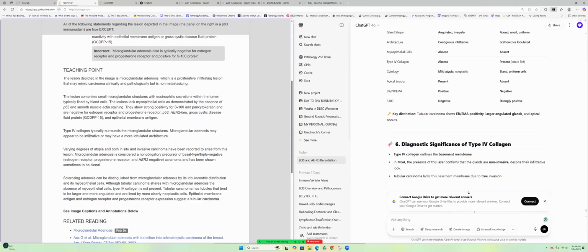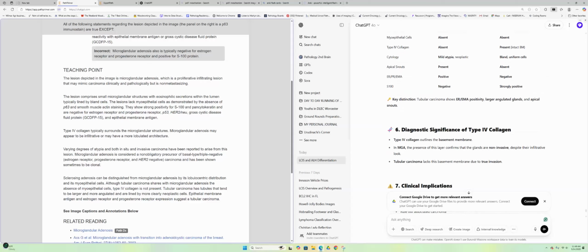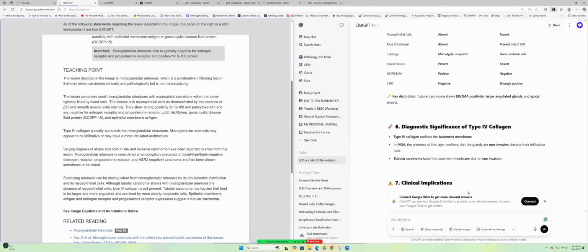So, diagnosis of collagen: topography outlines the basement membrane. The thing is that even though there's no P63, you can still test further by doing type 4 collagen IHC. Its presence is like a surrogate for the fact that it's not invasive. The basement membrane will not be present in invasive cancer, but its presence is still seen surrounding the microglandular adenosis.